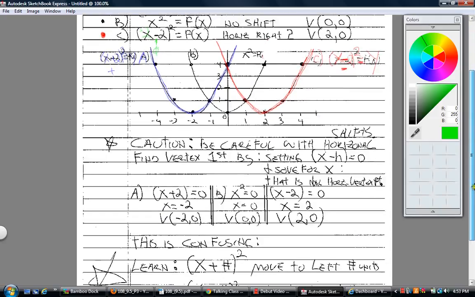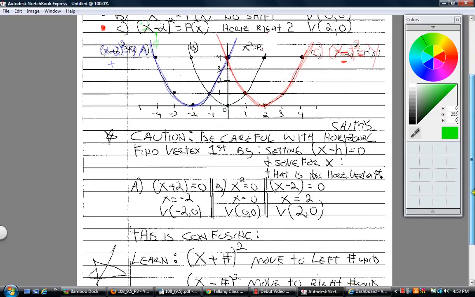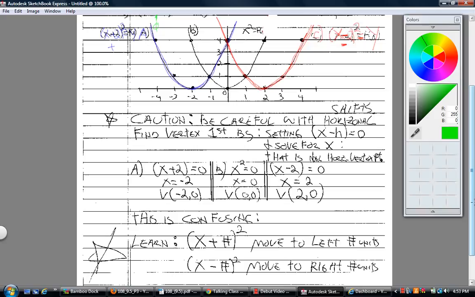I have this caution here, and I've been talking about it. Be careful with the horizontal shifts, the signs. A lot of students see that plus 2 and think it's 2 units to the right. It's 2 units to the left, right class? Right here, this is the parent, so you know there's no shifting. It's right there on the parabola, hitting the origin. And finally, this is a minus 2. It's 2 units to the right.